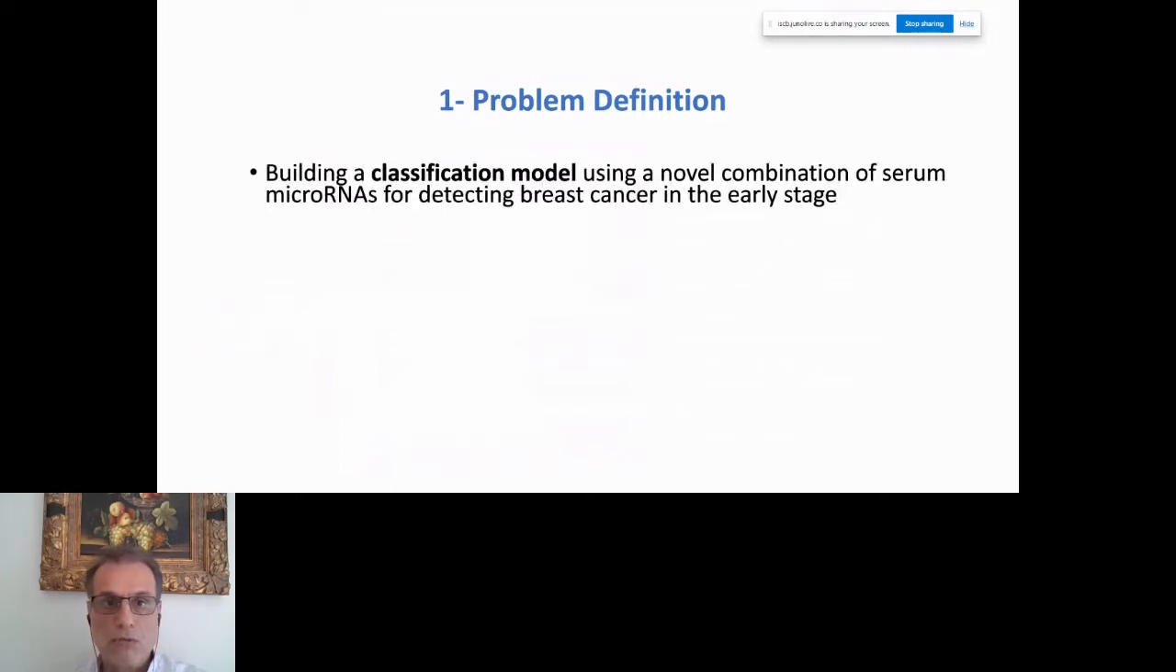Problem definition. I'll give you one example here. I say, I want to build a classification model using a novel combination of the serum microRNA for detecting breast cancer in the early stage. This is a problem I have.